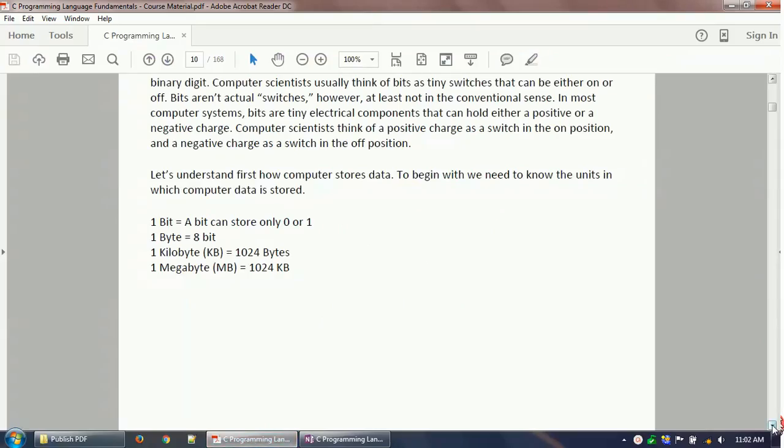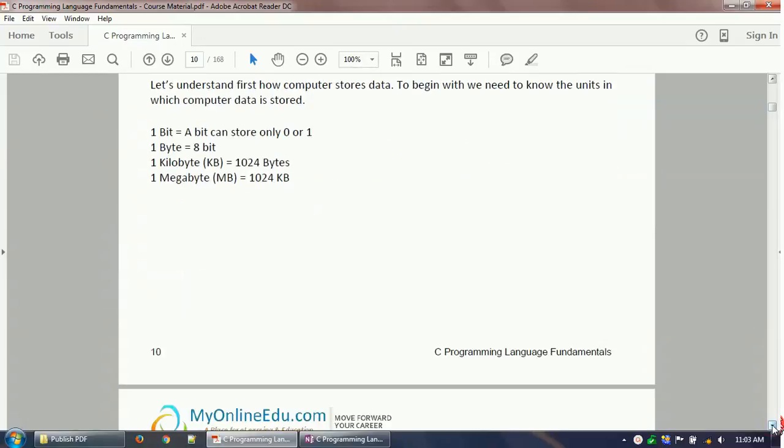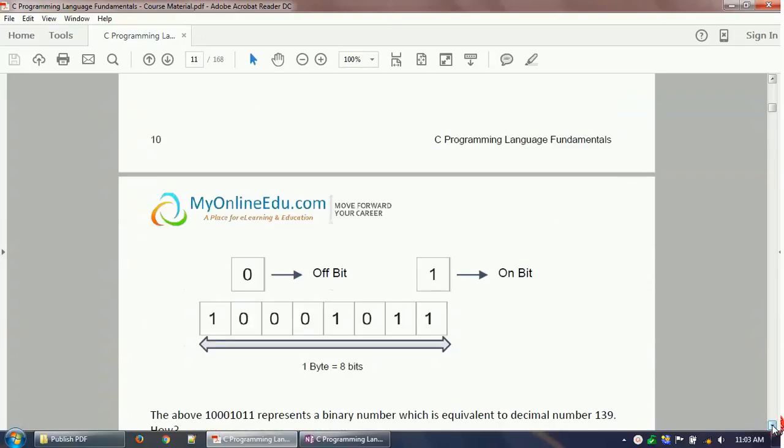Similarly, when you are measuring data in kilobytes, 1024 bytes represents 1 kilobyte. Similarly, 1024 kilobytes represents 1 megabyte. And that is how 1 gigabyte and 1 terabyte are calculated. But these are the basic things that you should understand.